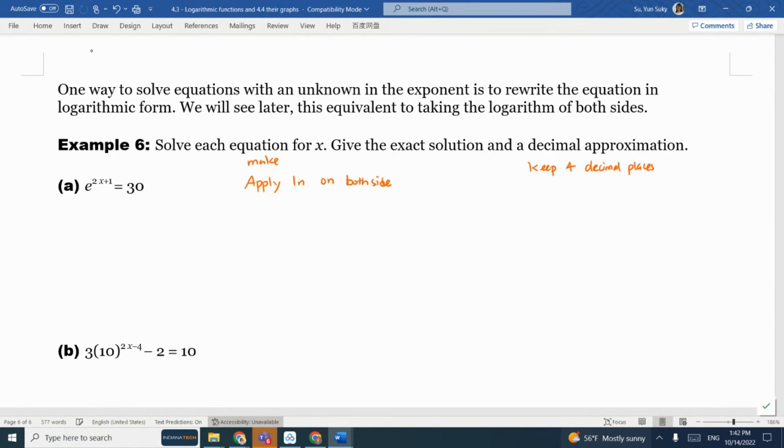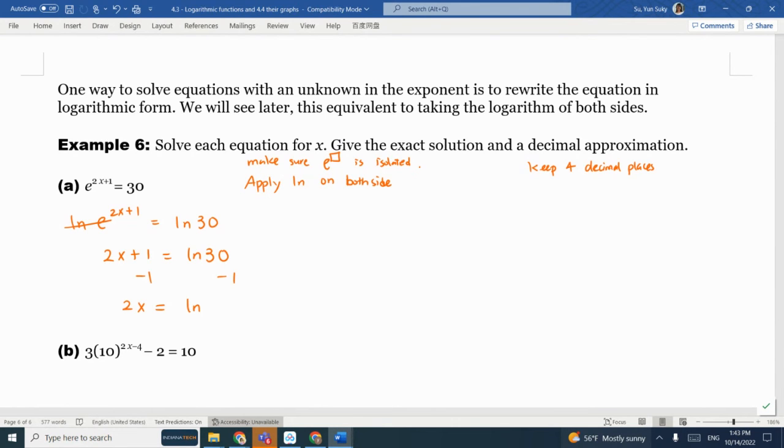Okay, so make sure the exponential term is isolated. Then we can apply ln on both sides. What happened to your left hand side? ln and e cancel, right? How do you solve for x? Yeah, subtract 1. So we have 2x. Okay, right hand side. Is this equal to ln of 29?